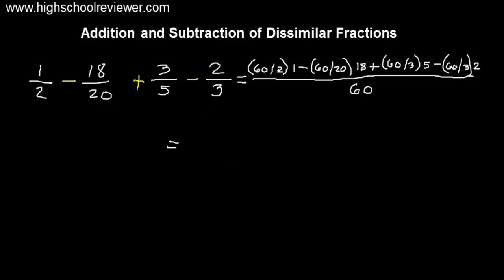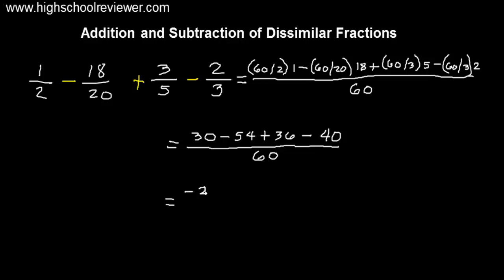60 divided by 2 multiplied by 1 will give us 30. Okay. And then minus 60 divided by 20 multiplied by 18. This will give us 54. Plus 60 divided by 5 multiplied by 3. This will give us 36. And the last, minus 60 divided by 3 multiplied by 2. This will give us 40. And our denominator here is 60. 30 minus 54 plus 36 minus 40. This will give us negative 28. And our denominator again is 60.